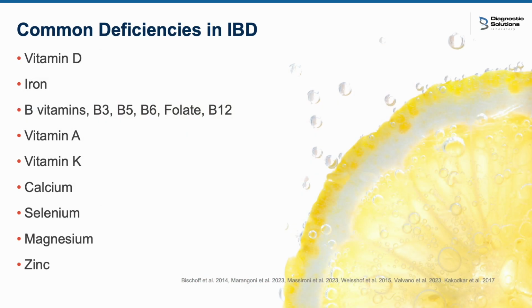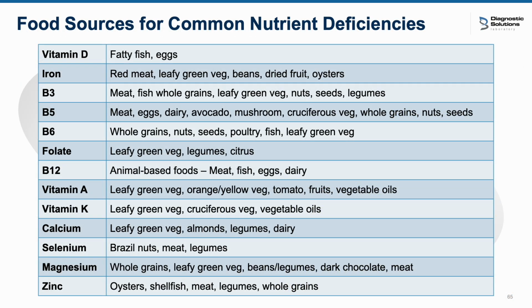Now, going back to our common deficiencies in inflammatory bowel disease, these are worth repleting either through supplement or through diet. And here's a slide that you can screenshot. This is very readily available information, but some dietary sources of each of these nutrients. And look, it's a healthy, whole foods, plant-based diet.